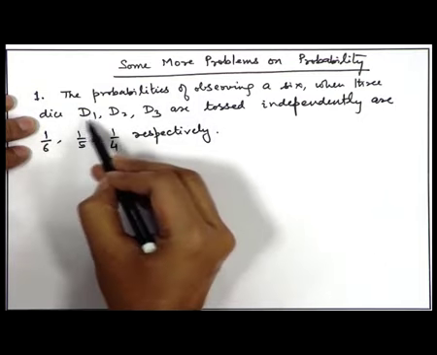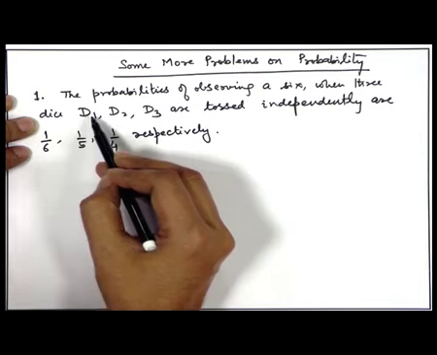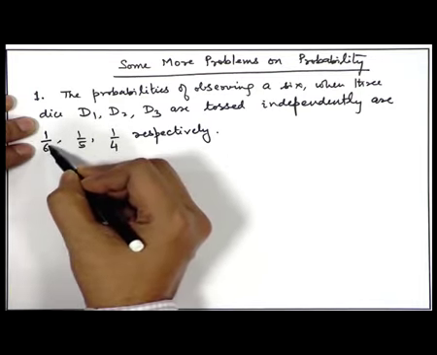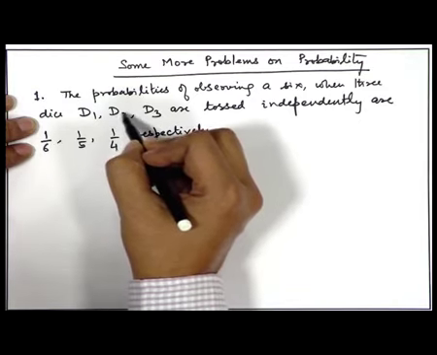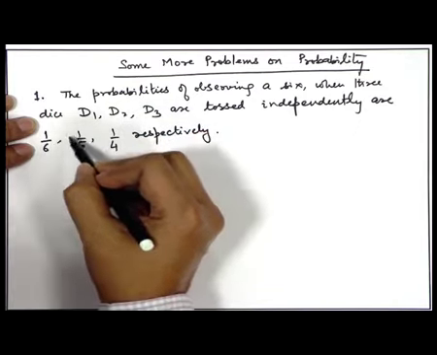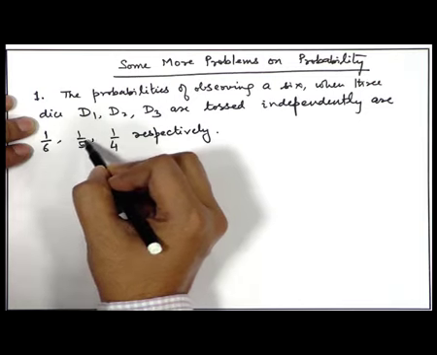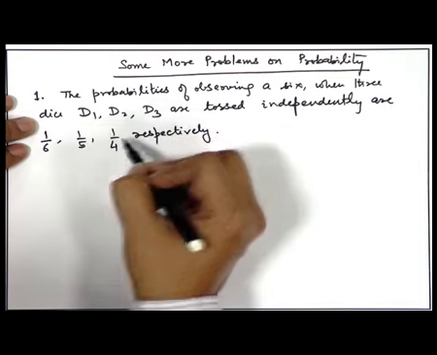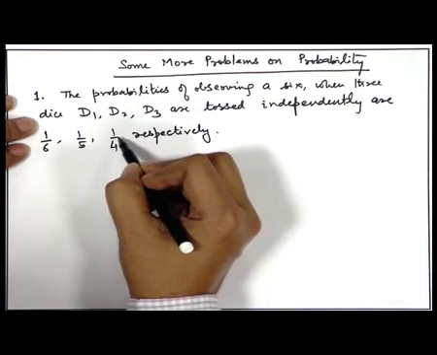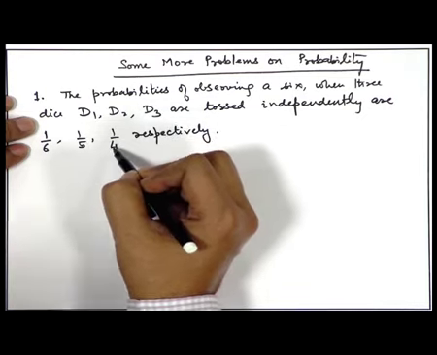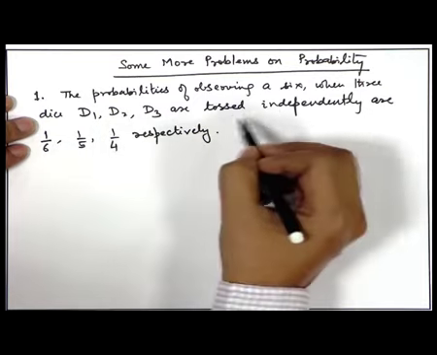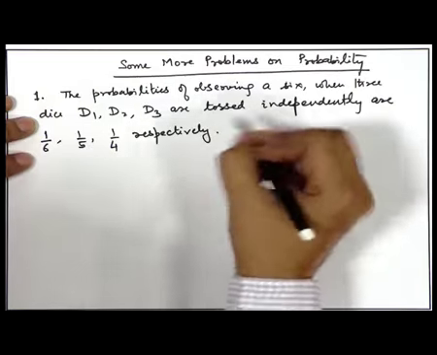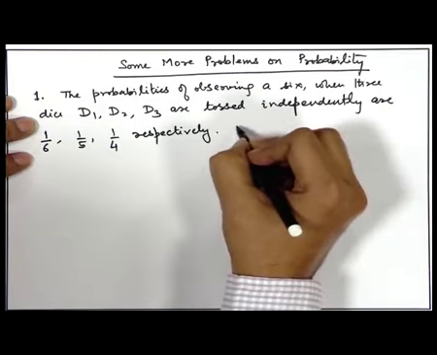So, that means if the die D1 is tossed, then the probability of observing a 6 is 1 by 6. If the die D2 is tossed, then the probability of observing a 6 is 1 by 5. That means it is a biased die. Similarly, if D3 is tossed, then the probability of observing a 6 is 1 by 4. Again it is a biased die, and the dice are tossed independently. Now, the problem is like this, a die.